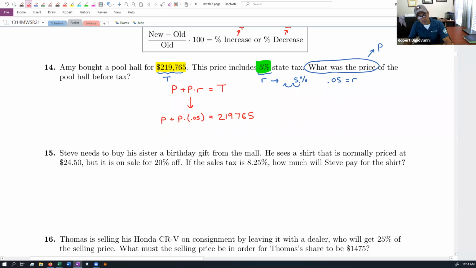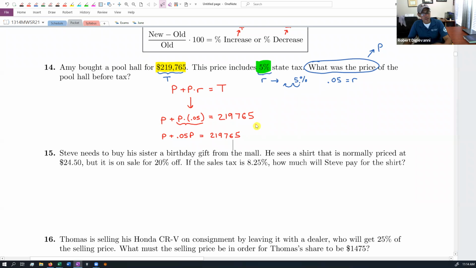So watch what I do here. I'm going to multiply P times 0.05. This means I'm going to get P plus 0.05 times P. I'm just rearranging. I'm putting the 0.05 in front of the P, equals 219,765. Now, this is a linear equation. So we've talked about how to solve these before.